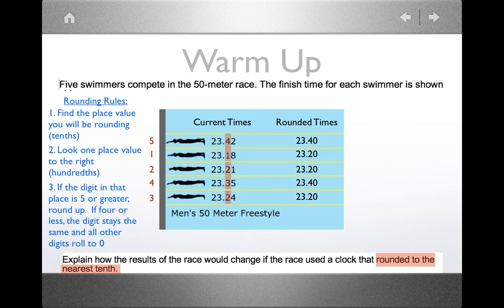So the result would change if the clock was rounded to the nearest tenth, because what you see is that you have some ties then. You have 23 and 4 tenths, 23 and 4 tenths, so you have 2 there, then you have a 3-way tie between 23 and 2 tenths. 3 swimmers would be tied for first place and 2 for second. Place value is very important, especially when it comes to a race.